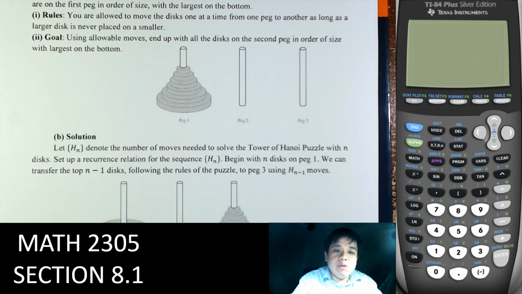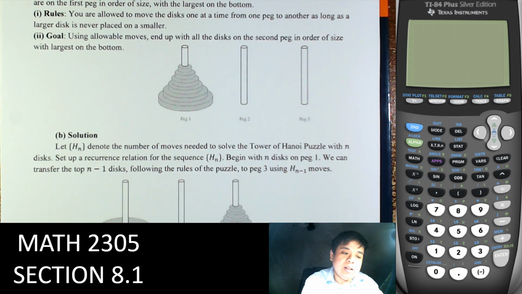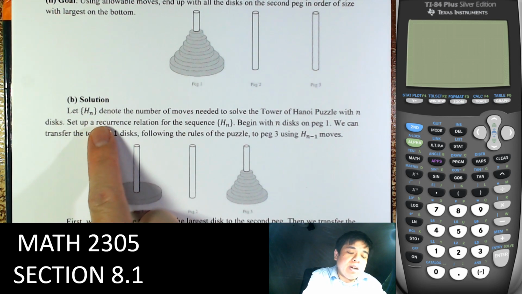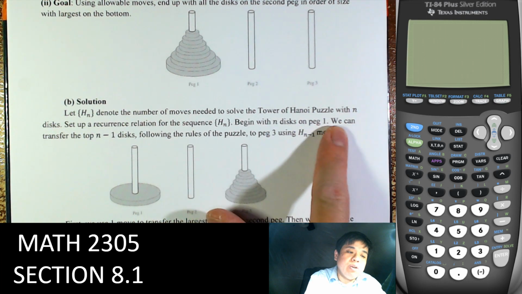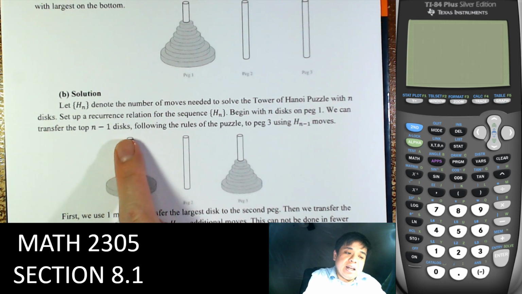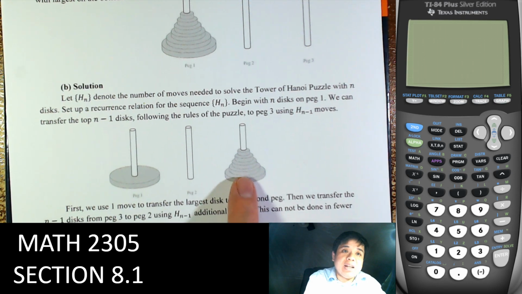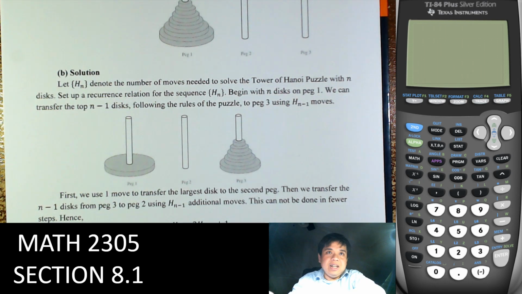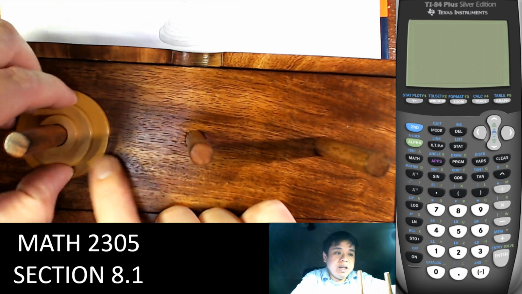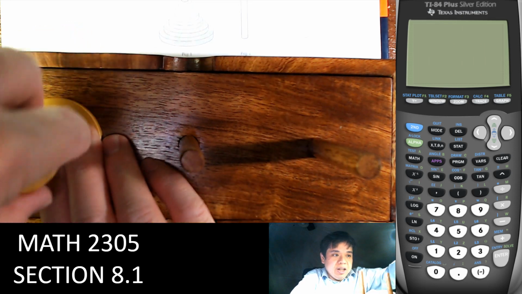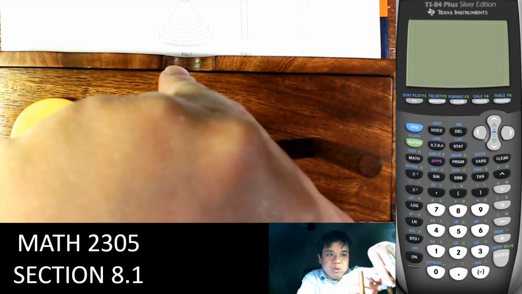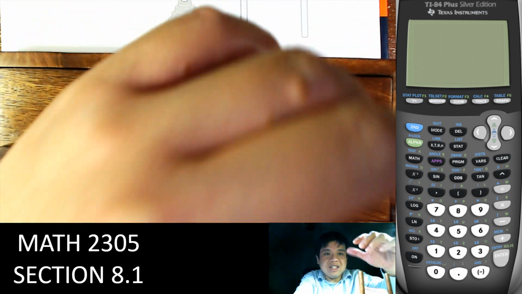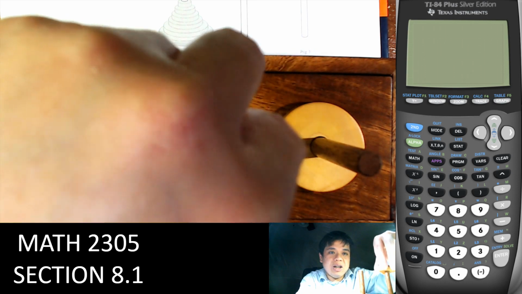So the goal is to move all of this into that. Yeah. So the problem is, let's denote h of n as the number of moves needed to move n discs, and set up the recurrence. If we want to move 3, that means we have to move 2 to the adjacent one, then move 1 to move the last disc, and then move the n minus 1 to there.